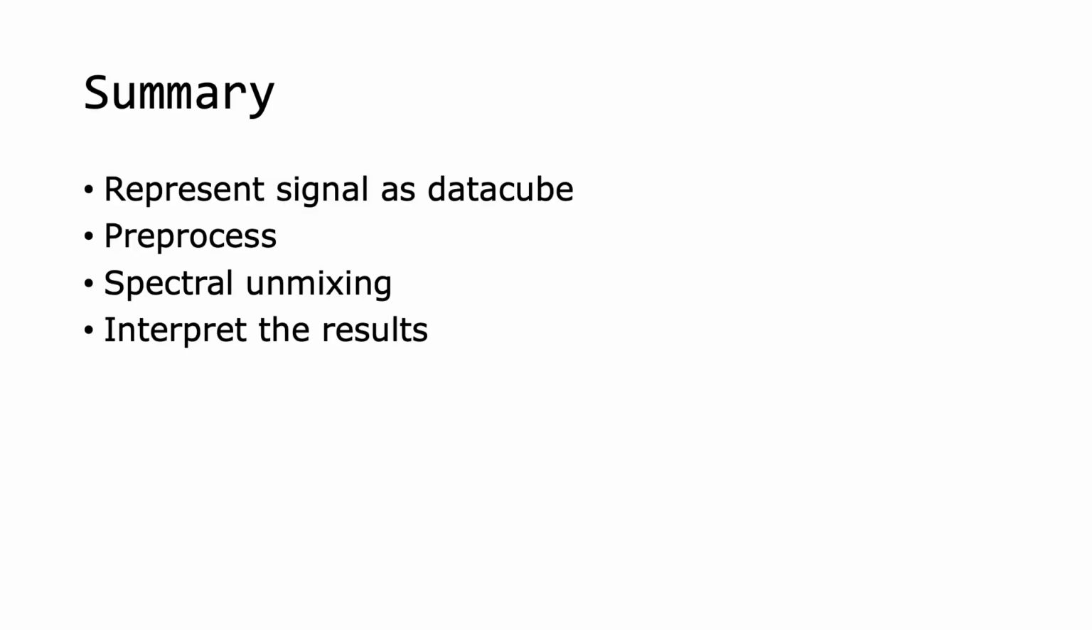So in summary, to perform hyperspectral image processing, we want to represent the signals as a data cube, perform pre-processing to clean and denoise the images as much as possible, unmix the mixed pixels so that we can actually compute the abundance maps and then interpret the results.